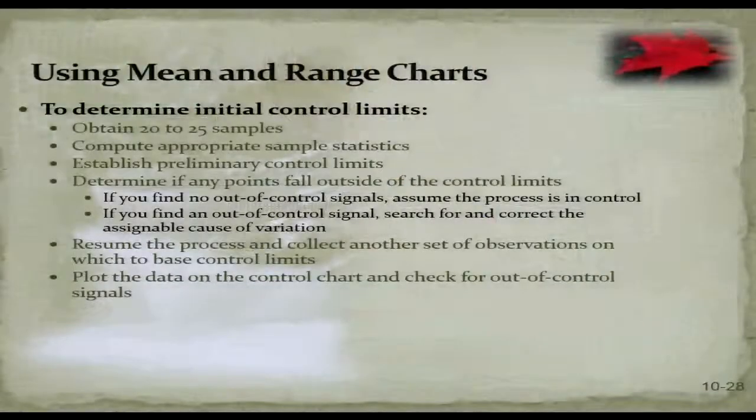And then we compute the appropriate sample statistics like sample mean or sample range, and establish these control limits. If any points fall outside of control limits... if we find no out of control signal, assume the process is in control. If you find any signal, search for the root cause and correct the assignable cause of variations, and continue to do that. Plot the data in the control chart and check for out of control signals.